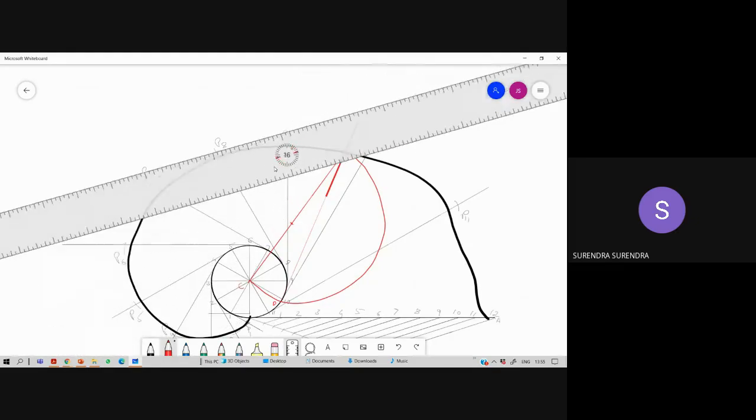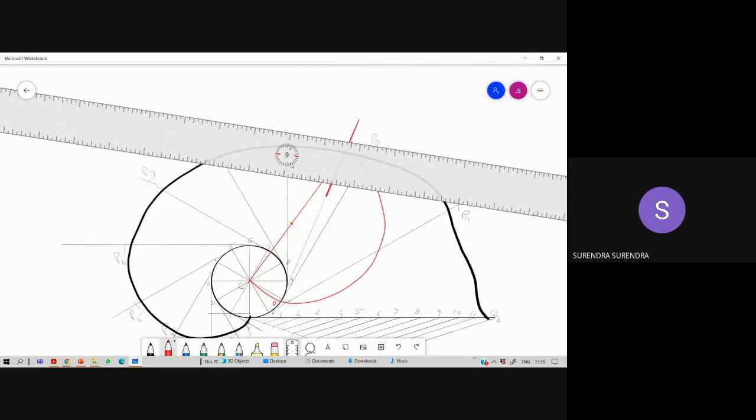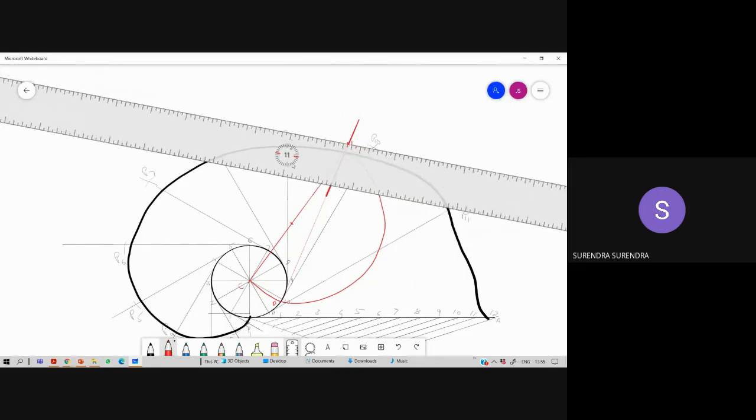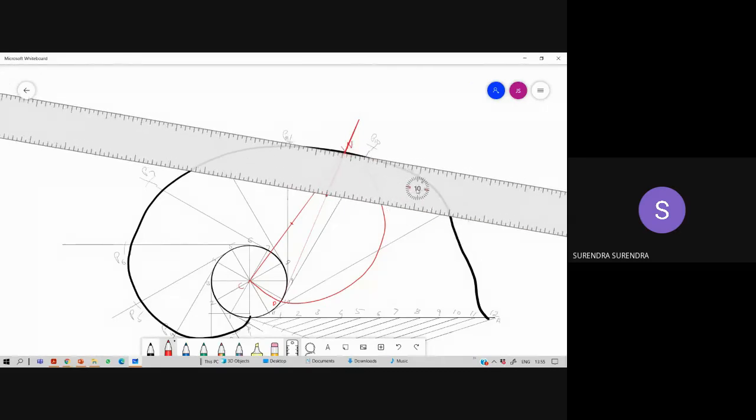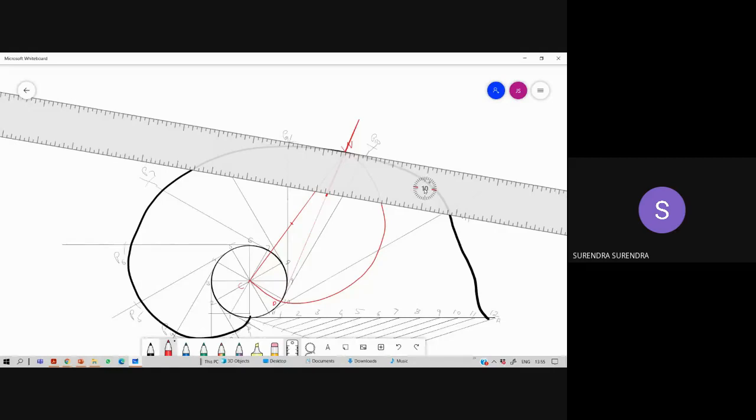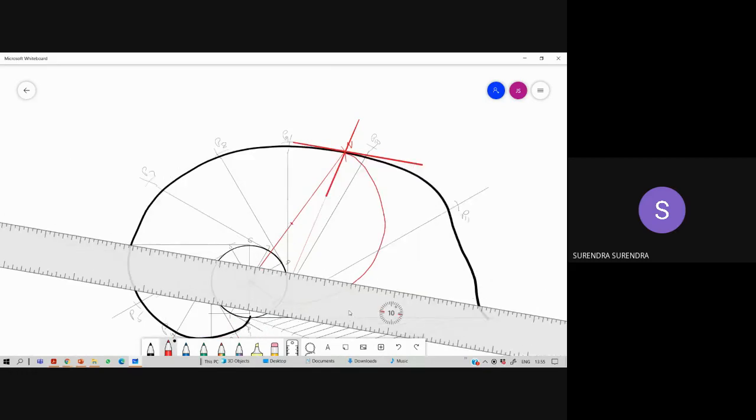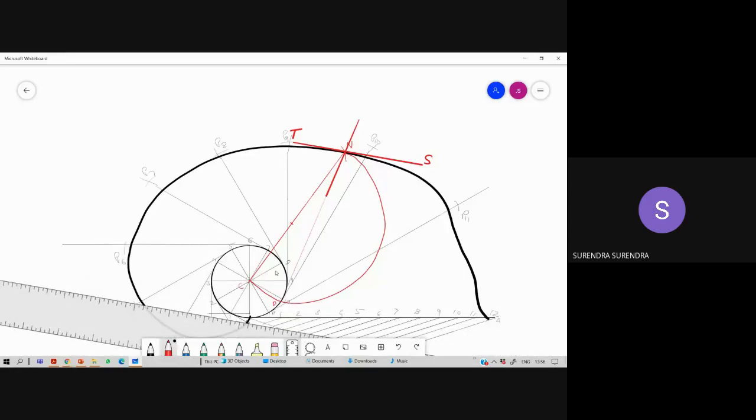Tangent is always perpendicular to the normal, is it? So once you got the normal, draw a line perpendicular to it, that is the tangent. And name the endpoints as T and T. So this is how to draw the tangent and normal.